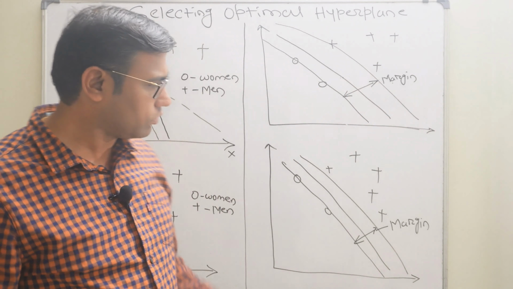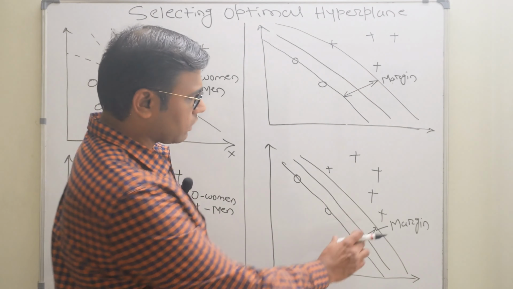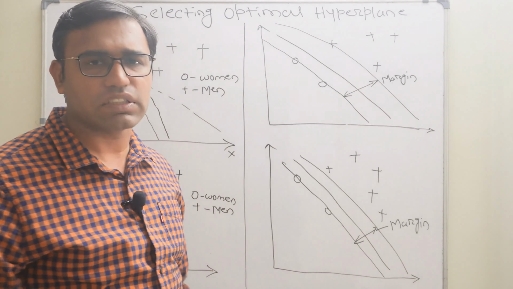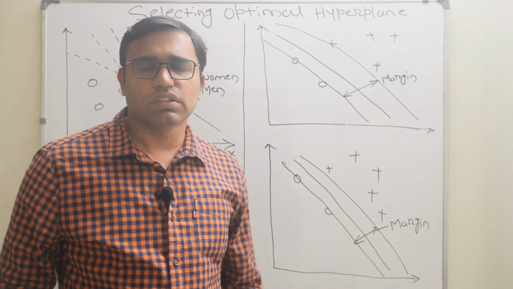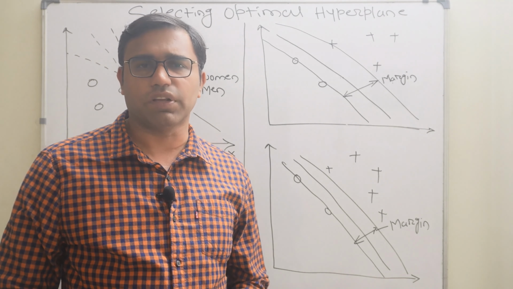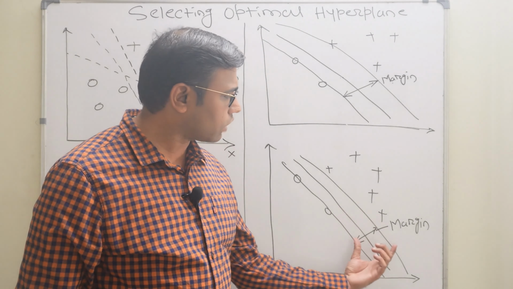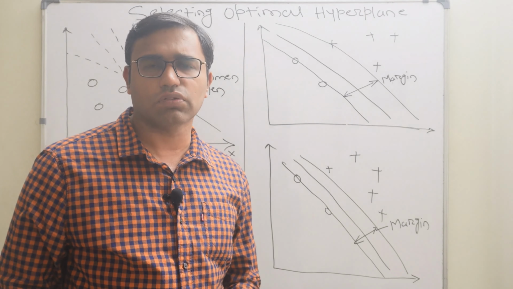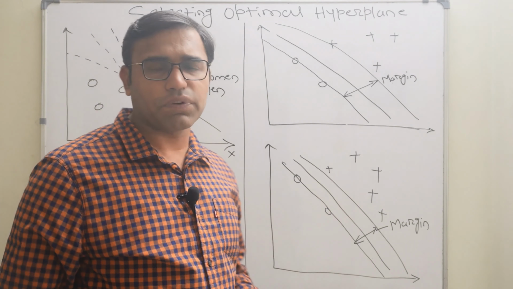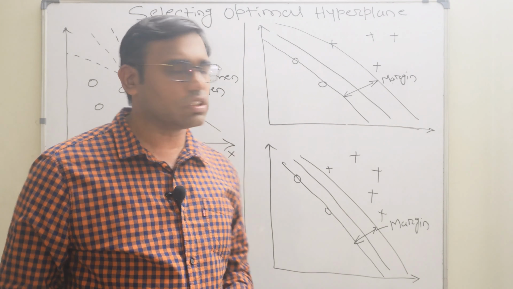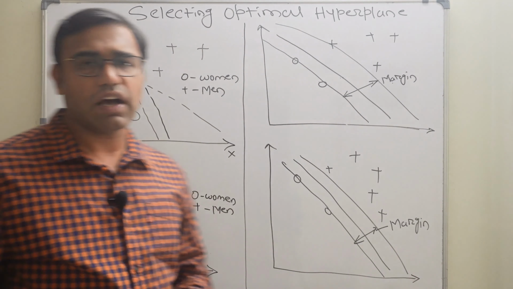optimal hyperplane. Now this is an example where the margin is narrow as compared to this margin. So if we get a narrow margin, that cannot be considered. The maximum value of the margin will be considered the optimal hyperplane. Now the SVM algorithm, the support vector machine algorithm, is used to select the optimal hyperplane, and that algorithm also uses the margin. So this is how we can select the optimal hyperplane.